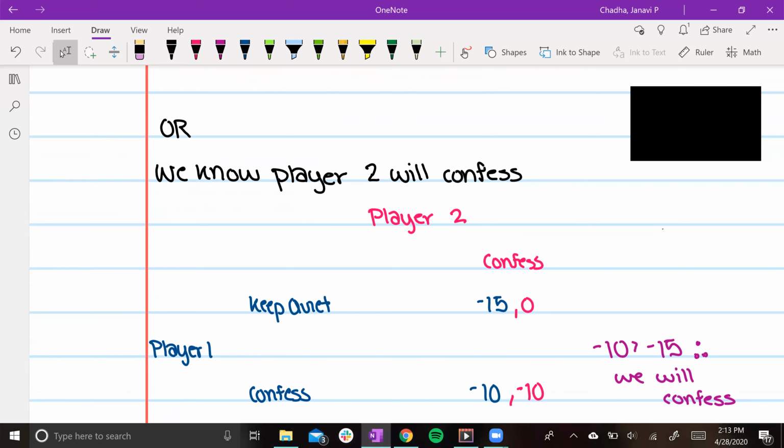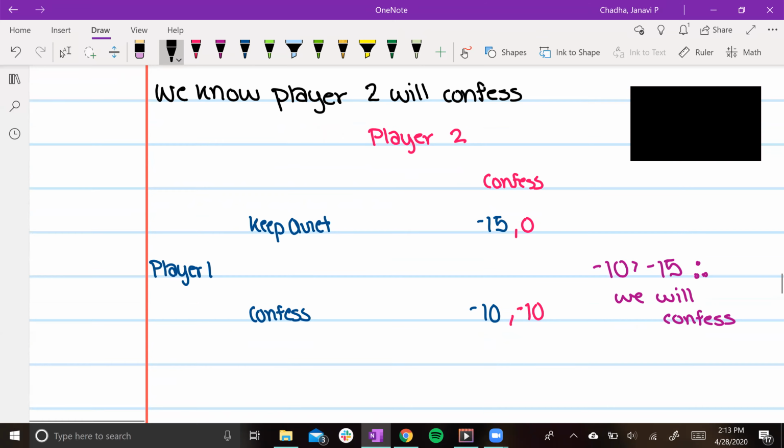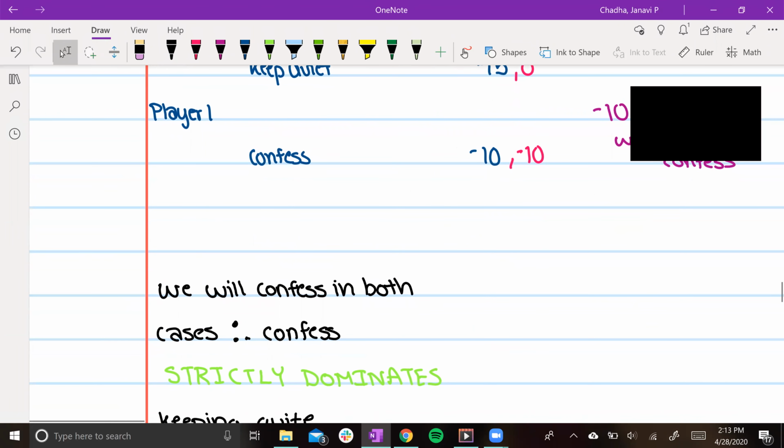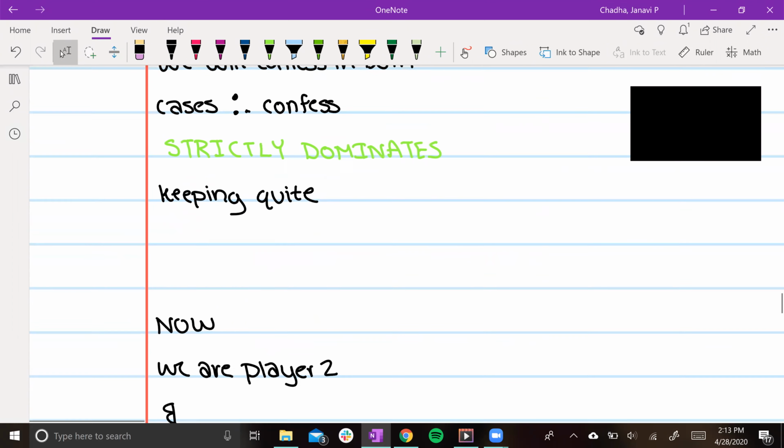I'm still player 1, but I know player 2 will confess this time. Now my options are, again, to keep quiet or to confess. Looking at my options again, I'll see that if I keep quiet, I spend 15 months in jail. If I confess, I spend 10 months in jail. Seeing that -10 is larger than -15, I will choose to confess. Since I know that I'll confess in both cases, we can say that confess strictly dominates keeping quiet.